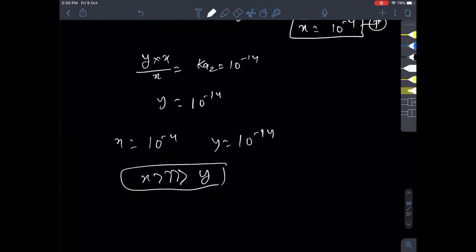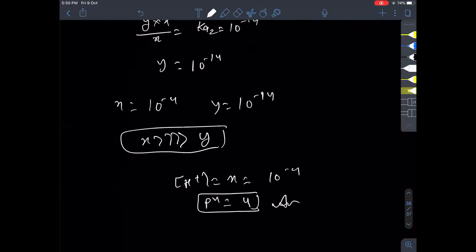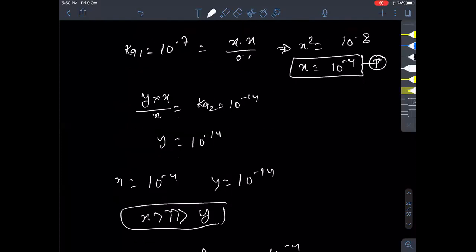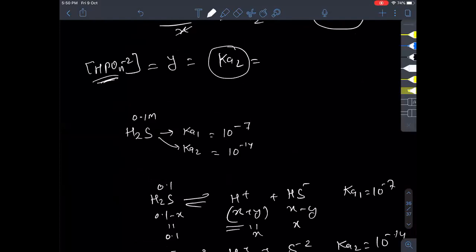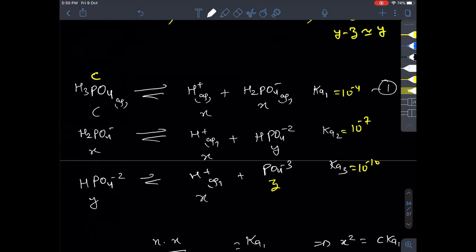Now when it comes to pH, the concentration of H plus ion is x, which is 10 to the power minus 4. So what is pH? Simply minus log of H plus ion, which is 4. So that's how we are supposed to go through it. Now this is the case which I took, a pure case of weak acid. I took this and then I did the whole thing.